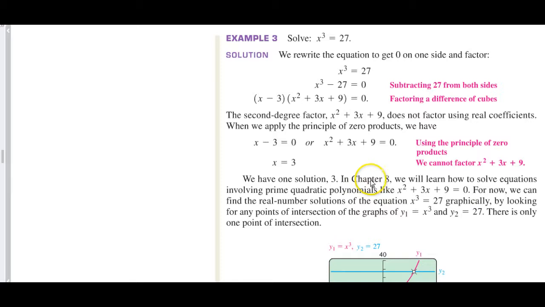Now in chapter 8, we will be able to solve this, but we can't solve it by factoring. We're going to have to use either what we call completing the square or the quadratic formula. That's in chapter 8. So if we get this far, that is as far as we're going to go.